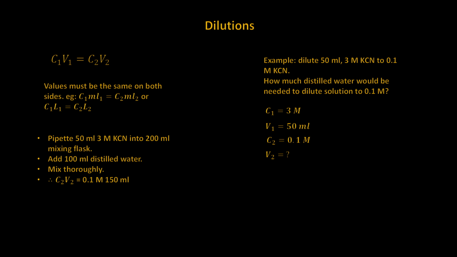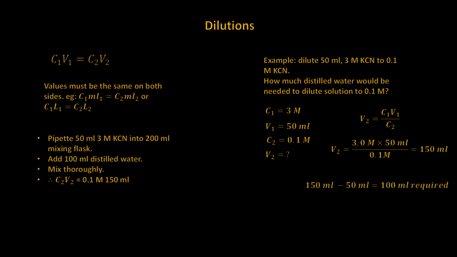In order to find the amount required for dilution, the molar value of C1 multiplied by the volume of V1 is calculated, then divided by the molar value that is required. As shown, this is 150 ml of distilled water. Since the initial amount was 50 ml, then 100 ml would be required to dilute the 3 molar solution.